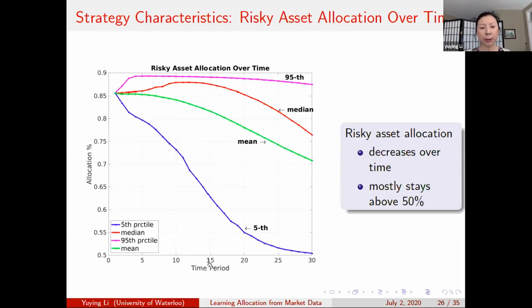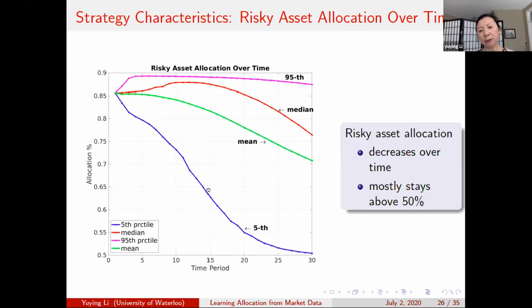It's a 30-year time horizon. Okay, so what this plot is trying to show is the average allocation in the risky asset over time. This green line is the mean allocation. And what we can observe is that the allocation starts initially very risk taking, and over time it gradually becomes less risk taking. And that's the mean, and this red line is the median allocation in the risky asset.